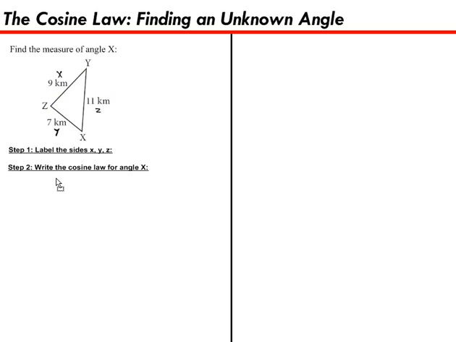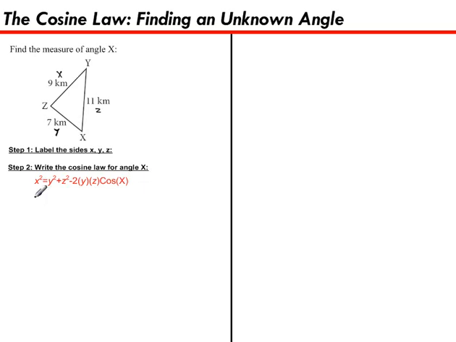In step two, when I write out the cosine law, it's going to look something like this. The way you write out the cosine law is very important for questions. I'm solving for angle x in this question, so I need to have a cos of x at the end of this line. The cosine law says that I need to start off with the matching side length, so I have an x on the left-hand side of the equal sign. And then I use the other two sides, y and z, throughout the equation.